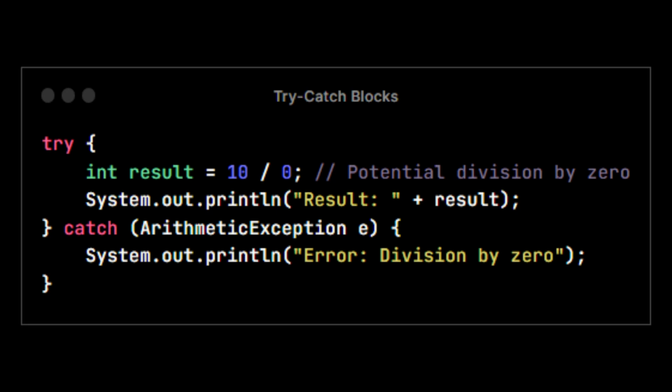Try-catch blocks. The try-catch block is used to handle exceptions in Java. Inside the try block, you write the code that may potentially throw an exception. And inside the catch block, you handle the exception. In this example, we'll handle a potential arithmetic exception.